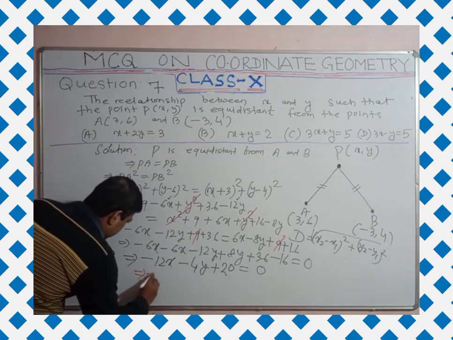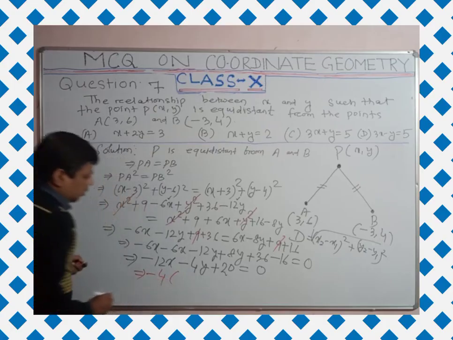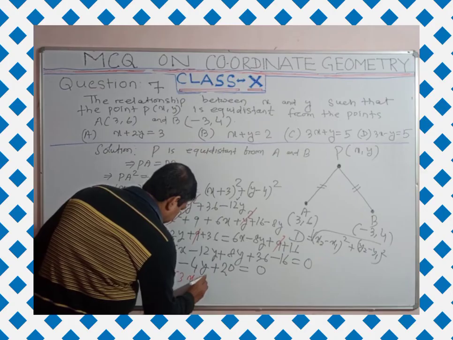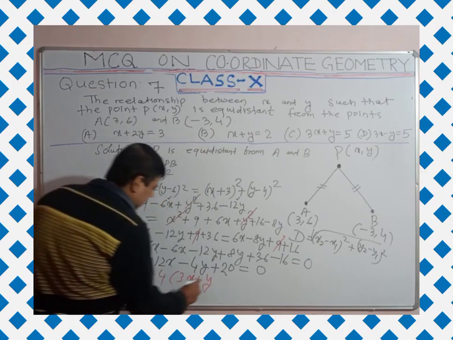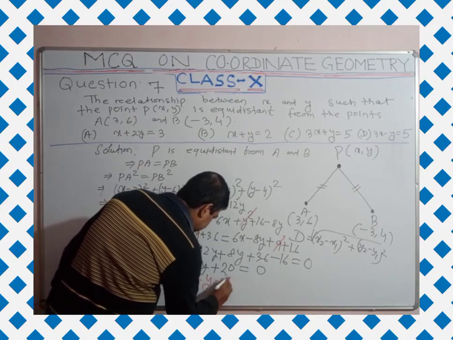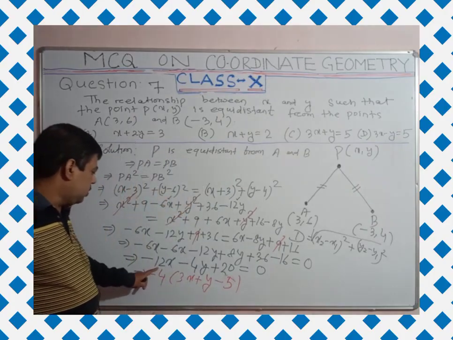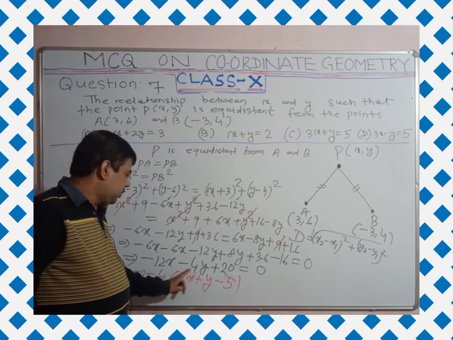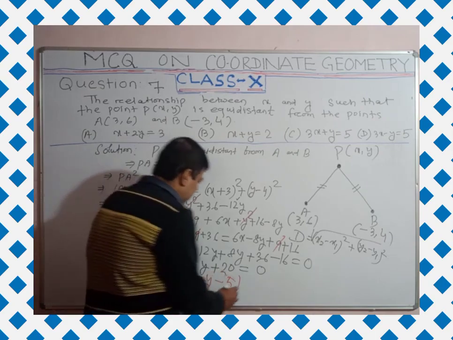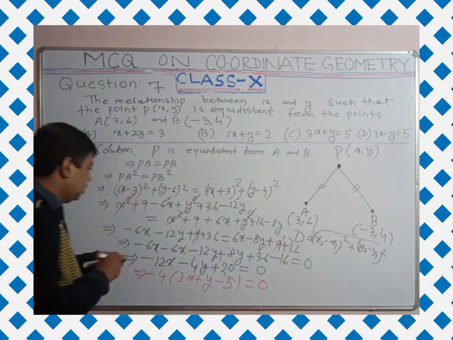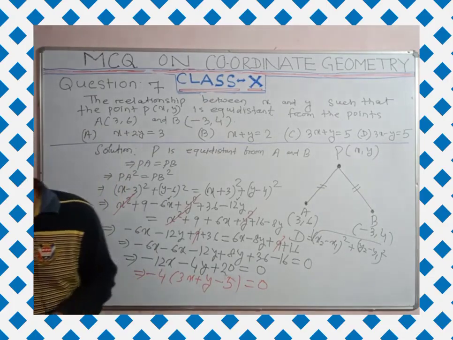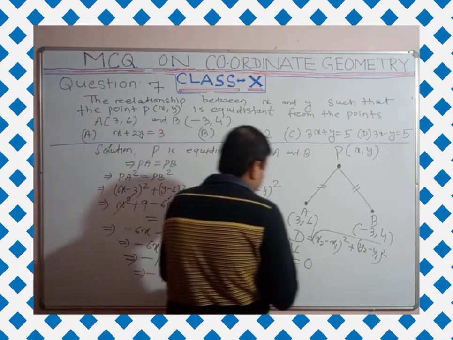Can you bring the common factor minus 4? After bringing the common minus 4 out, it will be 3x, it will be plus y, and it will be minus 5. Because we are taking 4 from 12, it will be 3x. Minus 4 already taken, it will be plus y. And from plus 20, we have taken minus 4, it will be minus 5, and it is equal to 0. Understand? Okay. Yes? Is it understood? So, after that you see.